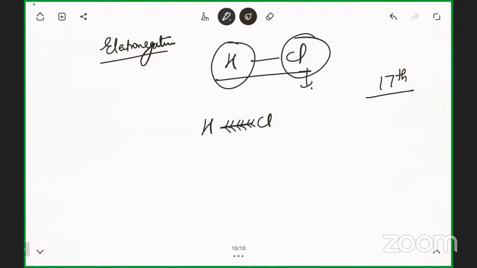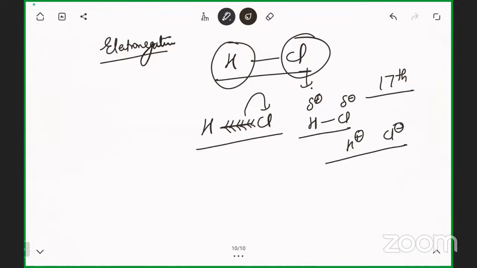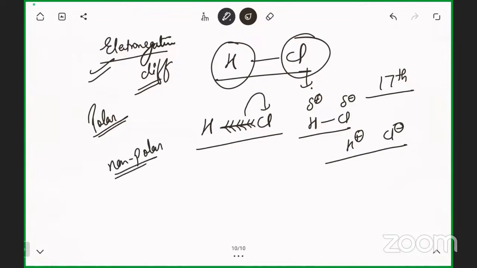It will carry all the electrons towards itself. So H will get the positive character while Cl will get the negative character. Why I'm saying partial is because the bond is not broken right now. If it breaks, it will form H positive and Cl negative. So if an electronegativity difference is present, then it will form a polar covalent compound. If there is no electronegativity difference, then it will form a non-polar covalent compound. Clear?